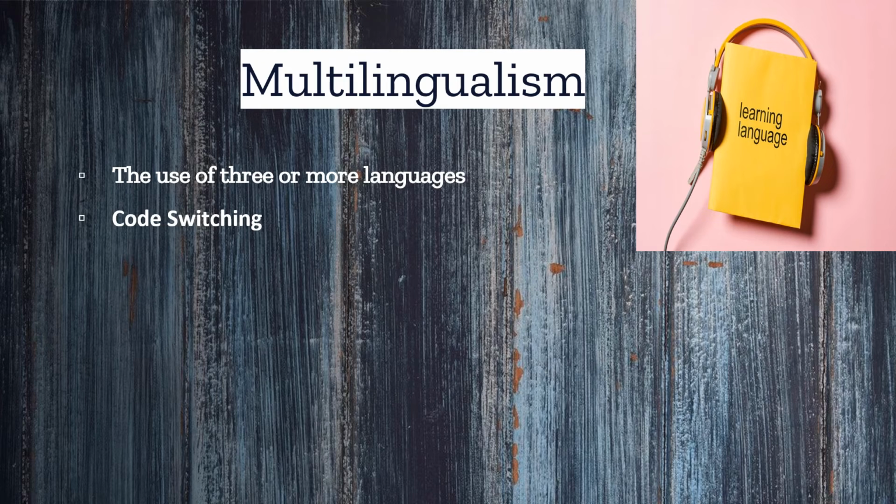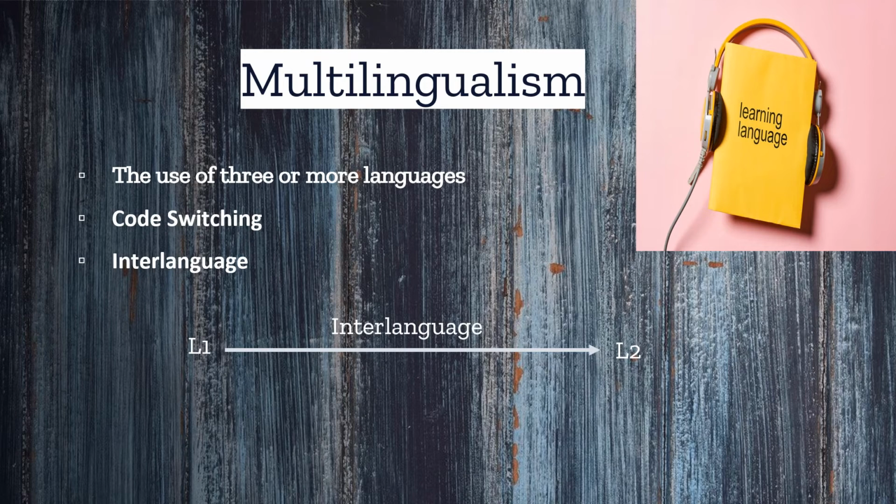Usually we see people change the language amidst a dialogue or in the middle of the speech. So that is code switching. The next one is interlanguage. Interlanguage is a stage in the process of language learning. We know in language learning, you can see L1 would be there, L2 would be there, and interlanguage is the stage in between that.